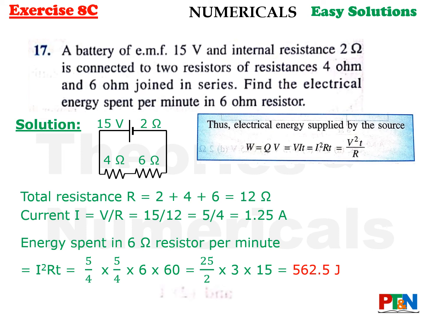So total resistance is 2 plus 4 plus 6, that is 12 ohm. Find the current. So current is 1.25 ampere. Now energy spent in 6 ohm resistor will be I square RT. Put the values, multiply, get the answer. Next one.